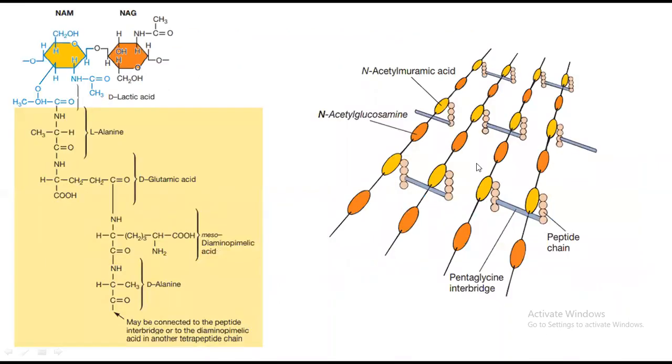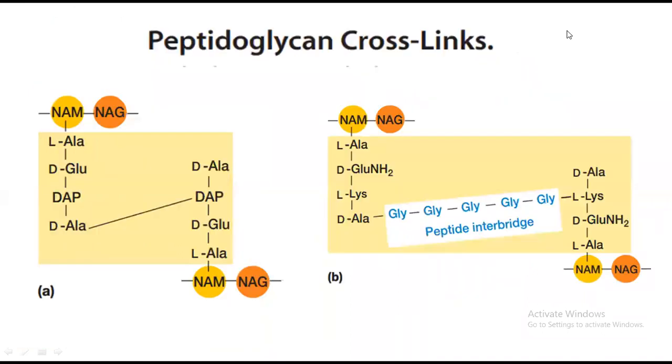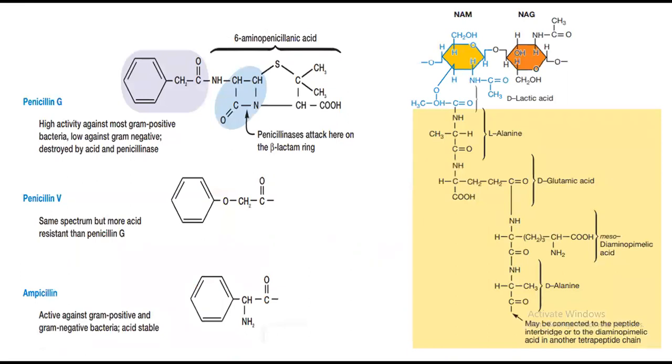Okay, so if I show you the last slide again, this is the pentaglycine ring, and just look how important it is. Because of this pentaglycine interbridge, these chains are interconnected with each other, and because of it, it gives integrity and strength to the peptidoglycan layer. Now I hope you have understood the real structure of the peptidoglycan. Now I will show you how penicillin kills the bacteria. What is its mechanism of action?